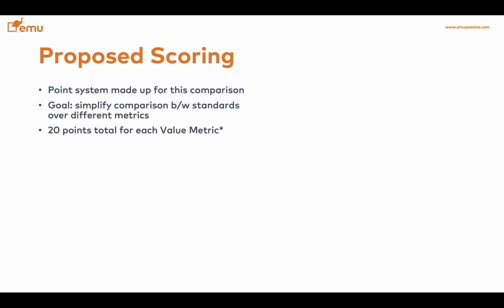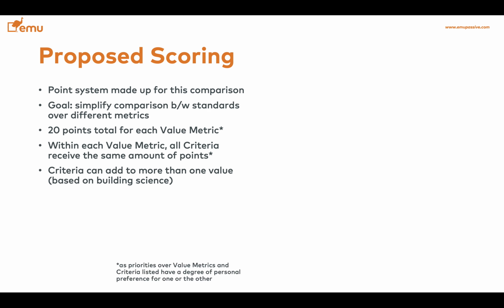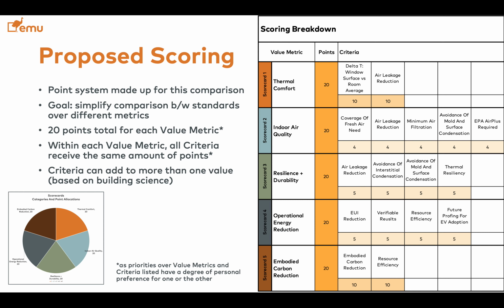And we assigned 20 points to each. Let me skip forward a little bit so you can see what I'm talking about. These are the different scoring that we have. So one score was thermal comfort, the second score was indoor air quality, third was resilience and durability, fourth was operational energy reduction, and last was embodied carbon reduction. For each of these, we assigned 20 points, so 100 points total. And then for each value metric, we identify criteria that would build that value.